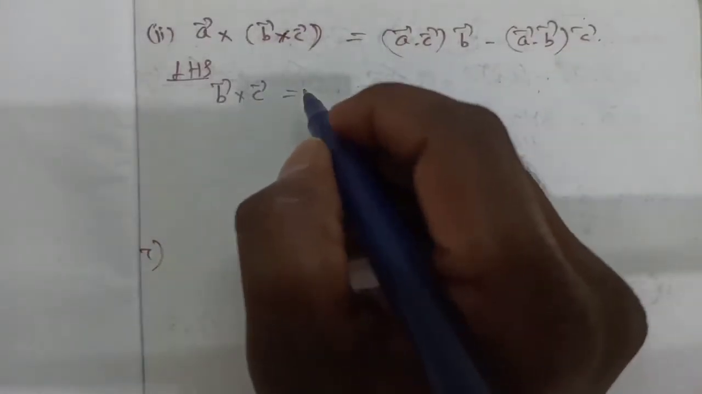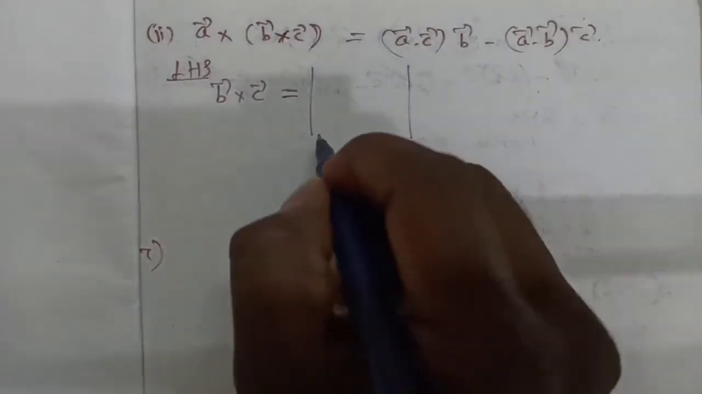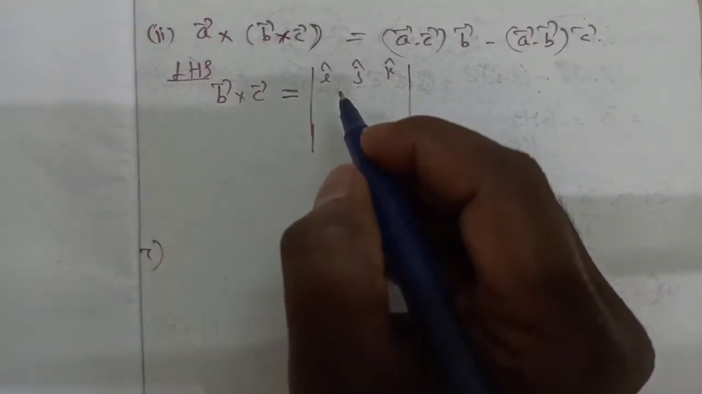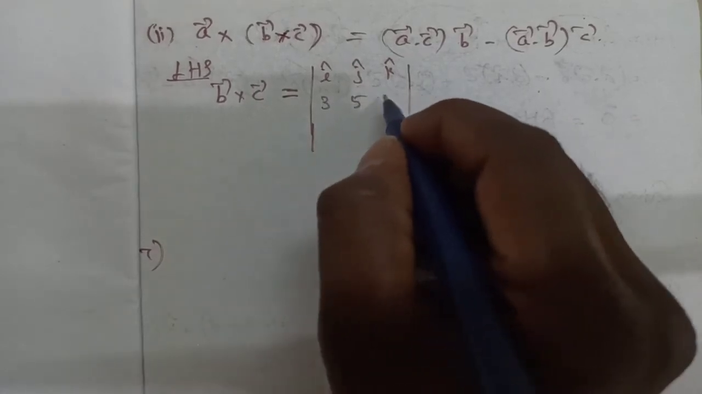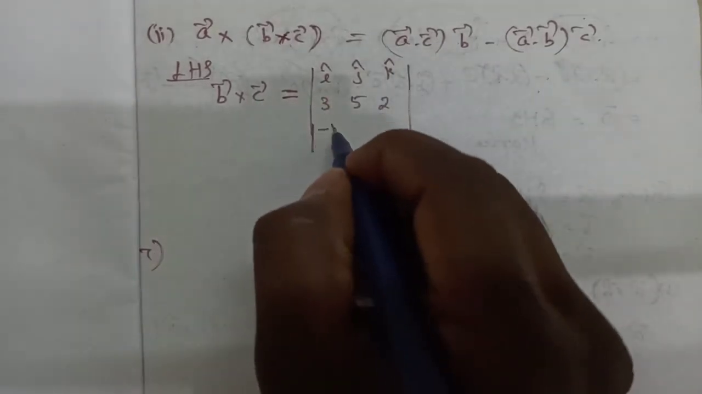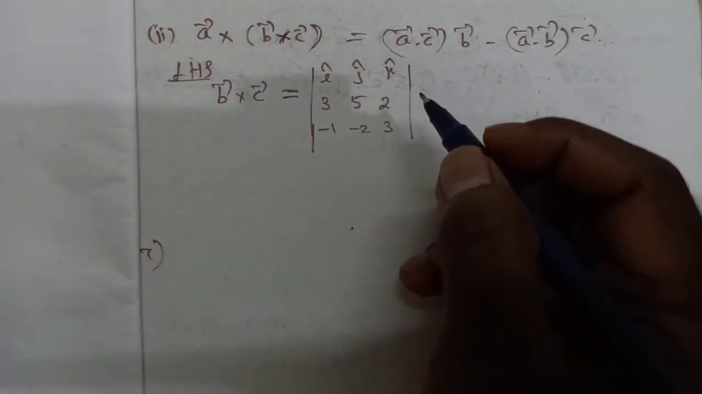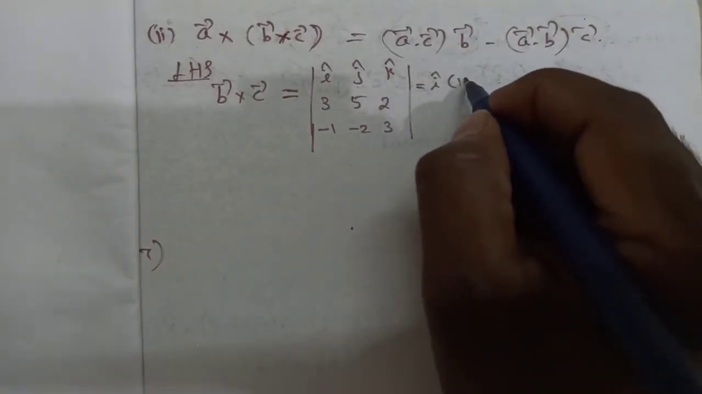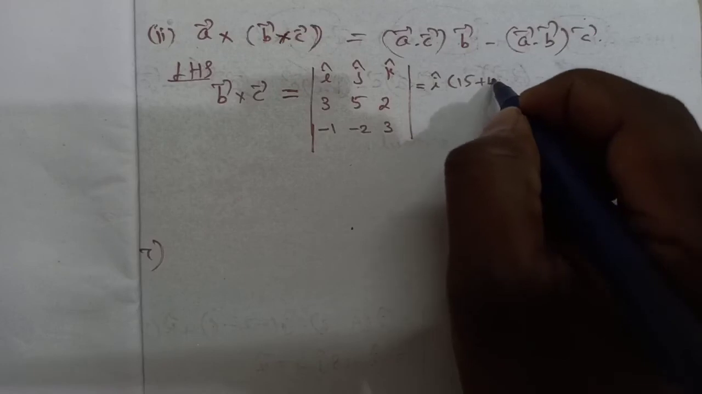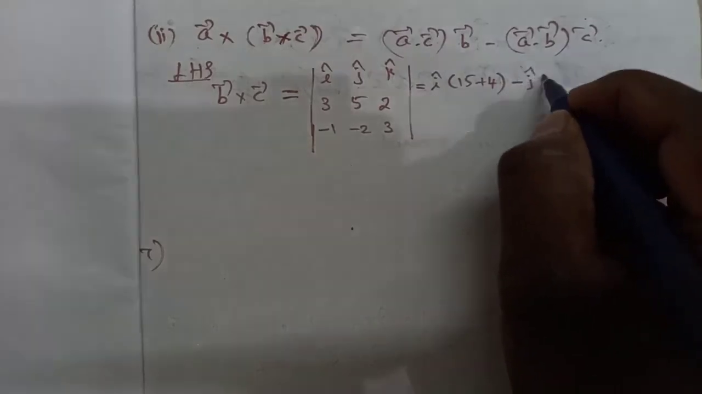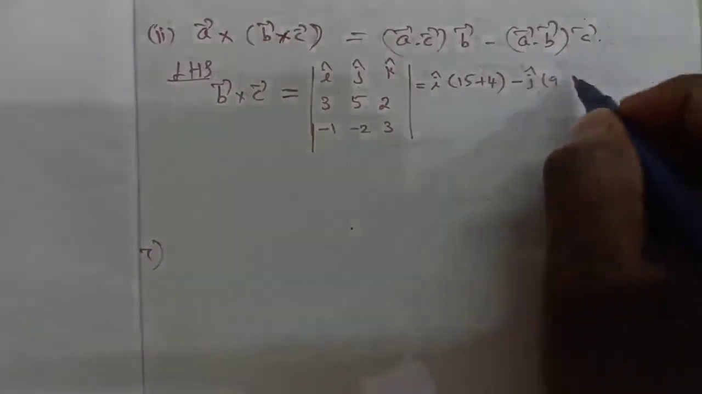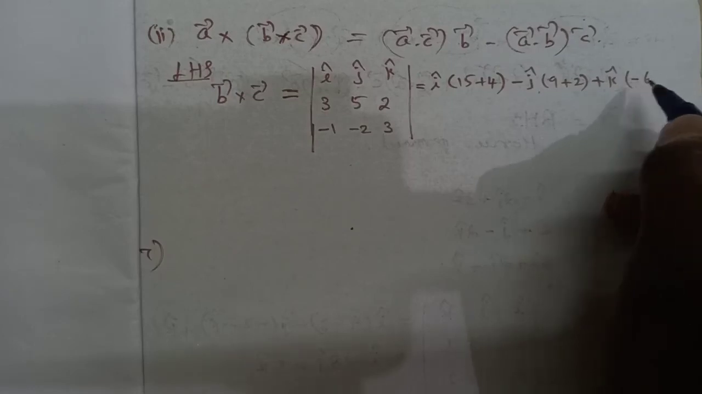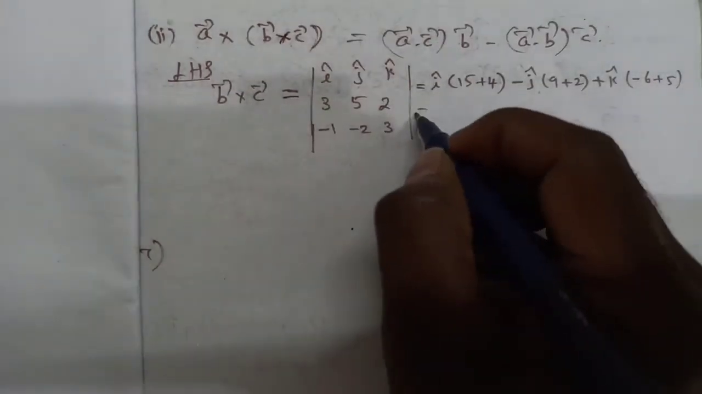B cross C, we have to find, which is equal to the determinant of first row i cap, j cap, k cap, then B's entries, that is 3 5 2, next C's entries, that is minus 1 minus 2 3, for B cross C. Okay, so i cap into the row and column, 5 3s are 15, this is minus minus plus 4, 2 2s are 4. Next minus j cap into here 3 3s are 9, minus into minus plus 1 2s are 2, plus k cap into next one, so 3 2s are 6, minus 6, here minus into minus plus 5, 1 5s are 5.